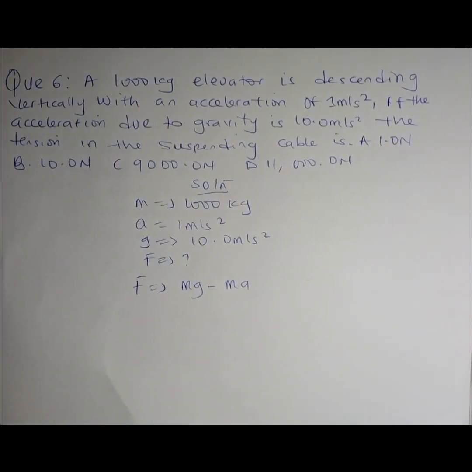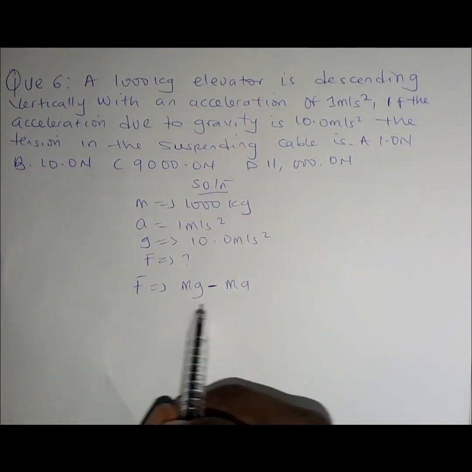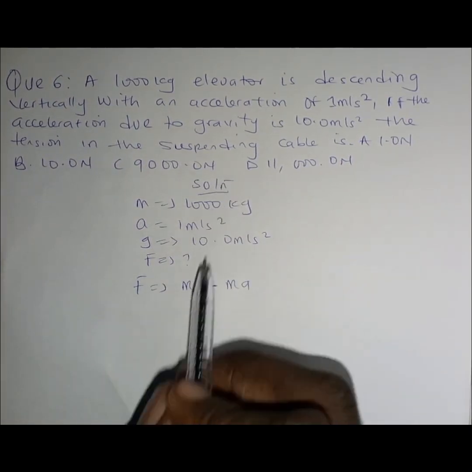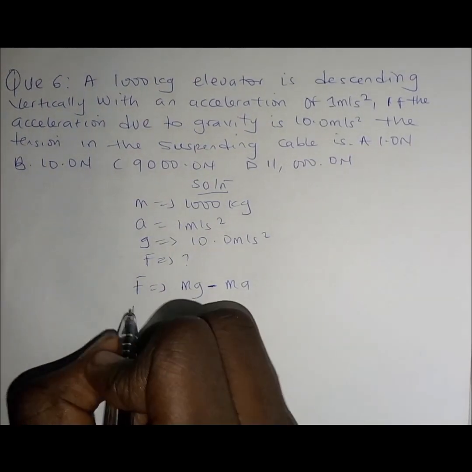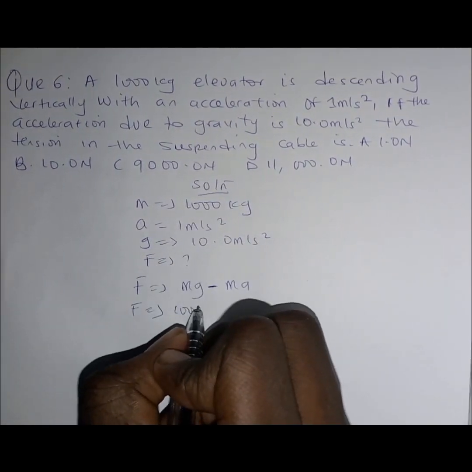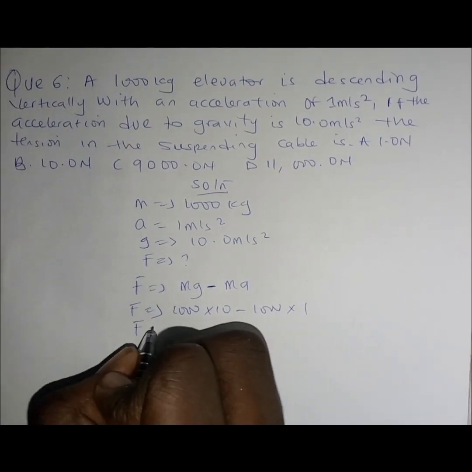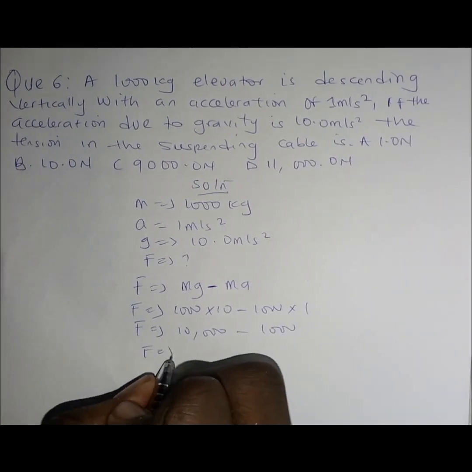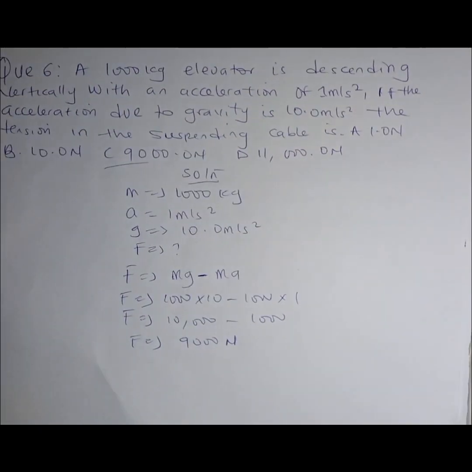But if the elevator is ascending, this negative sign will turn to positive. But because it's descending, that is why the sign is what? Negative. So if it is ascending, the sign will be positive. If it is descending, it will be negative. So this is descending, therefore the sign is what? Negative. So to calculate the tension, which is also force, is mass times gravity, which is 1,000 times 10 minus 1,000 times 1. Then we have 10,000 here minus 1,000, which is 9,000 Newton. So therefore my answer is option C.